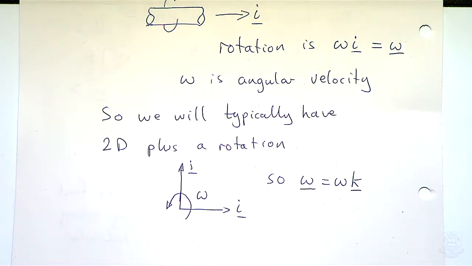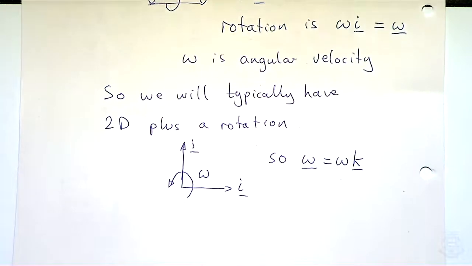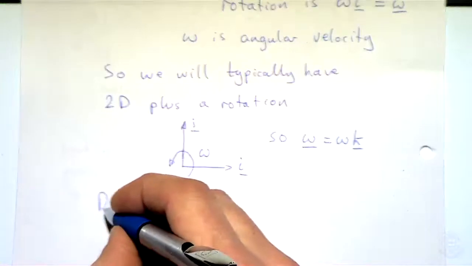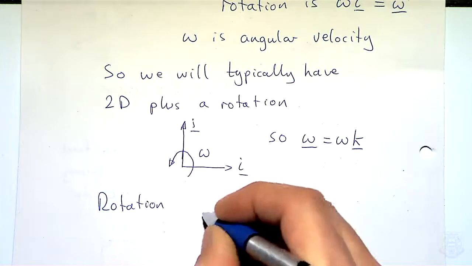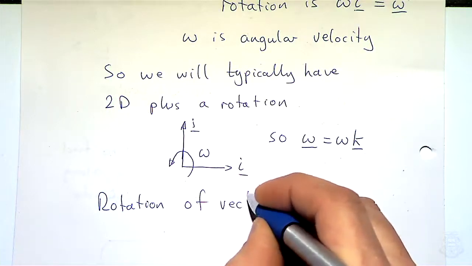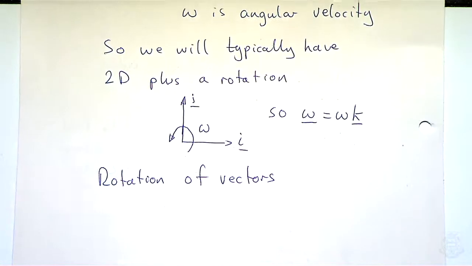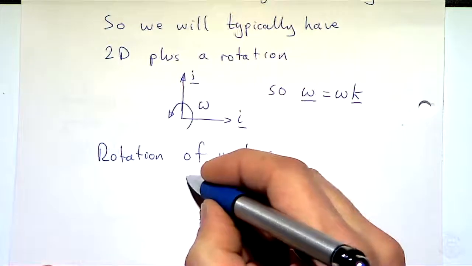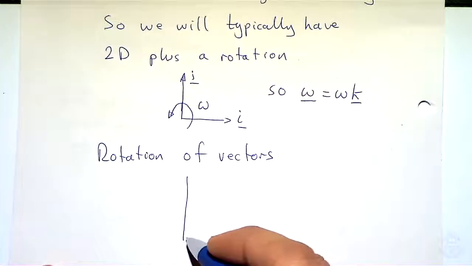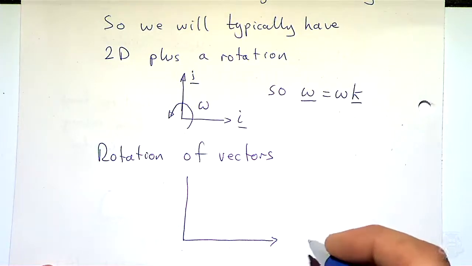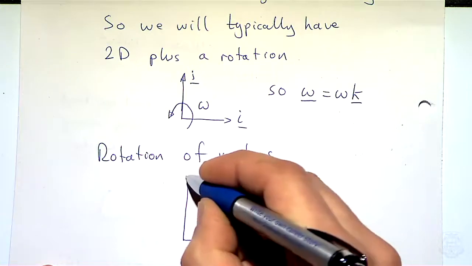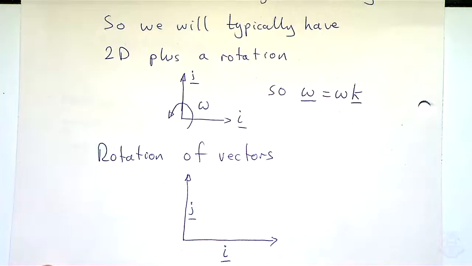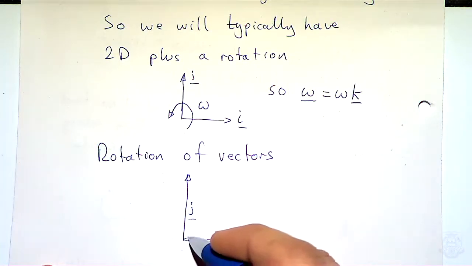So we're going to do just a little bit more on this rotation concept before we move on to something else. So if we think about the rotation of vectors, we can do it like this. We define our i and j to start with. And then we think about a rotation happening, a small rotation.